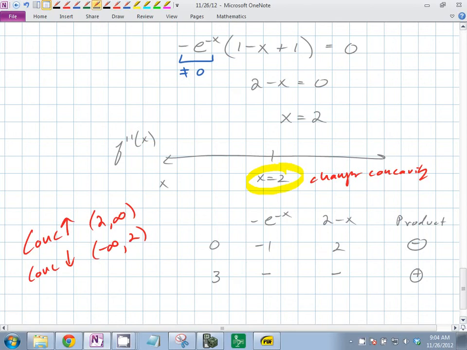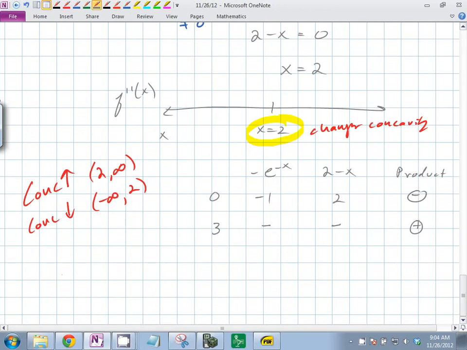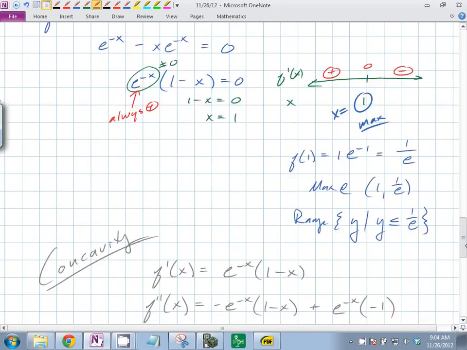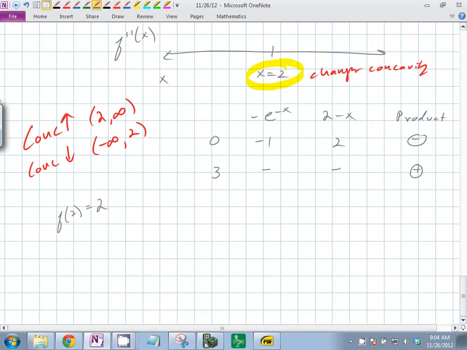So again, what's our function? F of 2 is going to be, is it negative e? What is it? It's 2e to the, so that's 2 over e squared. So what do you call this? Yeah, this is an inflection point. Do you now have a ton of information? Yeah, you have a ton of information.